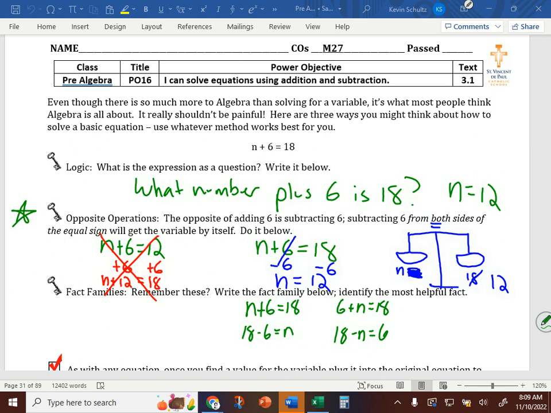Yeah, 18 minus 6 equals n. Why? Because n is by itself, and 18 minus 6 equals 12. That's the exact same thing we did here in opposite operations, right? We took that most helpful member of this fact family, and we used it in opposite operations to get 12 as an answer. We still love all the other members, but we like that one best.